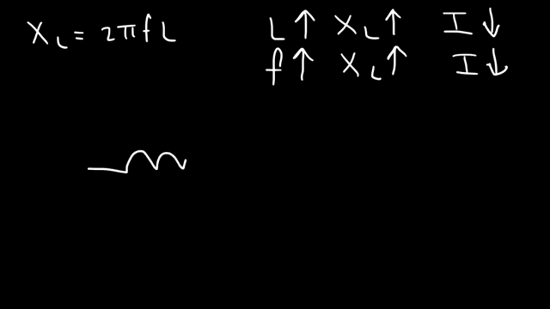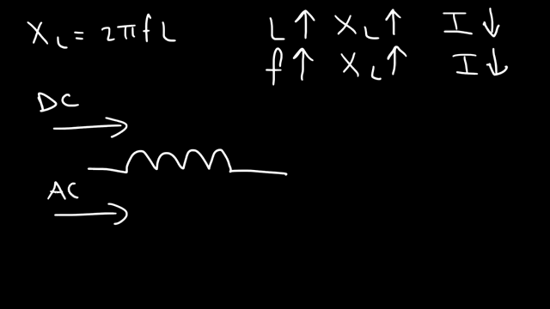So let's say you have an inductor. In a DC circuit, the current that flows through the inductor will be relatively high. The inductor doesn't really provide much opposition to a DC current or direct current. However, if you have an AC current flowing in the circuit, the inductor has a very high inductive reactance to an AC circuit, especially if the frequency is very high. So an inductor is very useful for passing a DC current or DC signal, but blocking an AC signal.